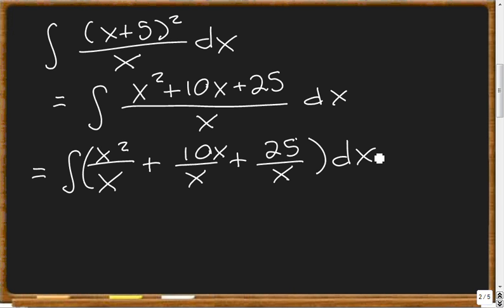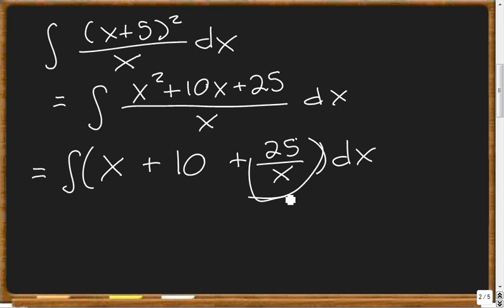Again, we still have not learned any rules to deal with this type of issue. We've got to further simplify. So when we have x squared over x, we need to simplify that. Well, x squared over x is going to make x. 10x over x is going to make 10. And 25 over x, we're going to leave it as it is, okay? Because we have learned a rule for this.